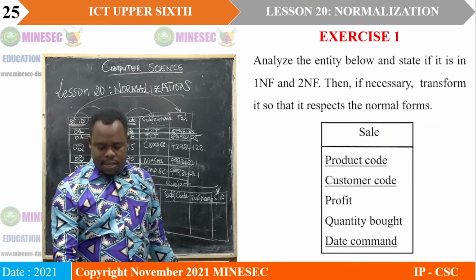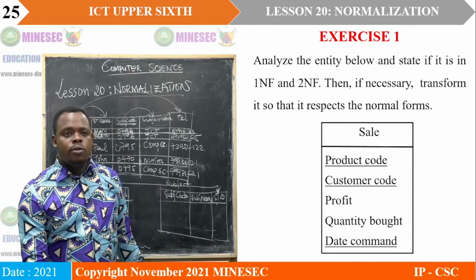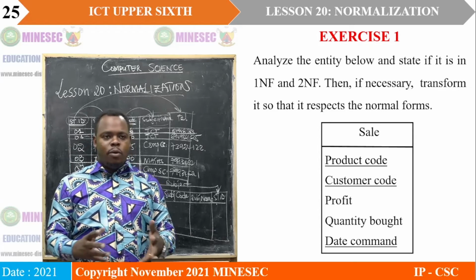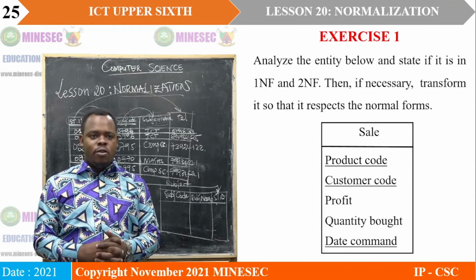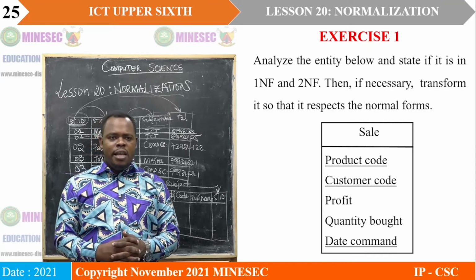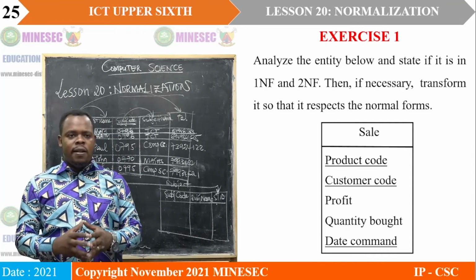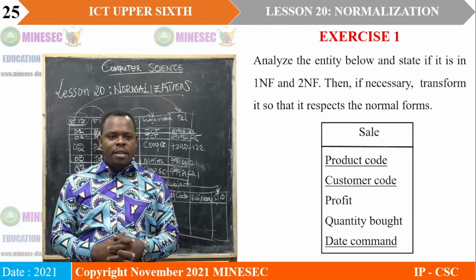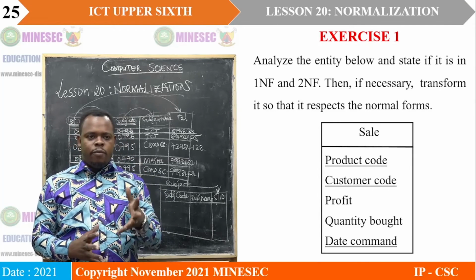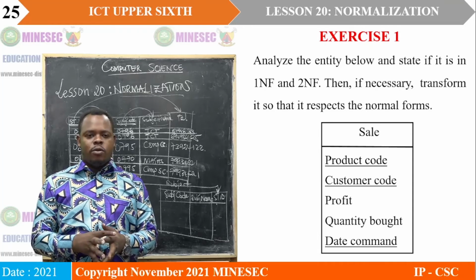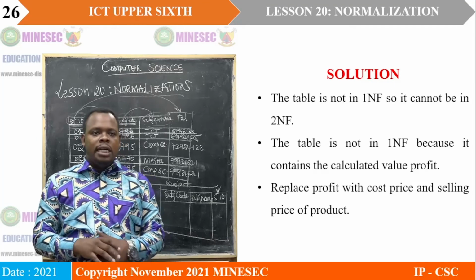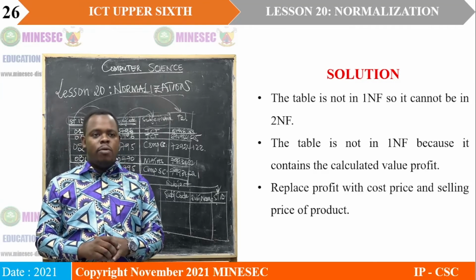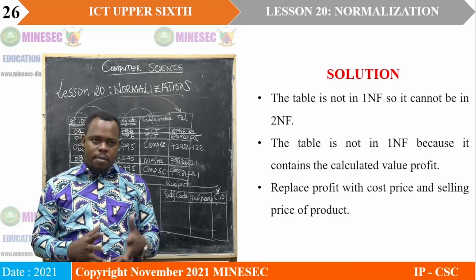So let us look at this exercise to better understand what we have just done. They say, analyze the entity below and state if it is in first normal form or second normal form. Then, if necessary, transform it so that it respects the normal forms. So we have the composite keys: product code, customer code, date command, and we have quantity sold and profit. The table is not in first normal form, so it cannot be in second normal form. That's the first remark.